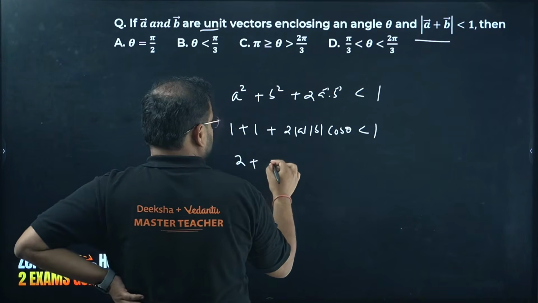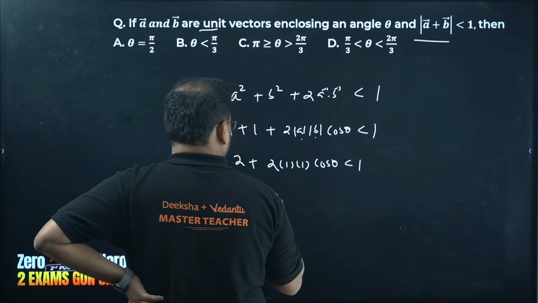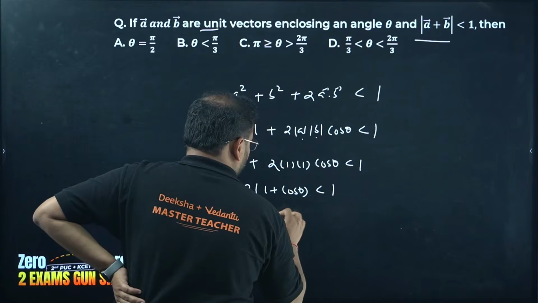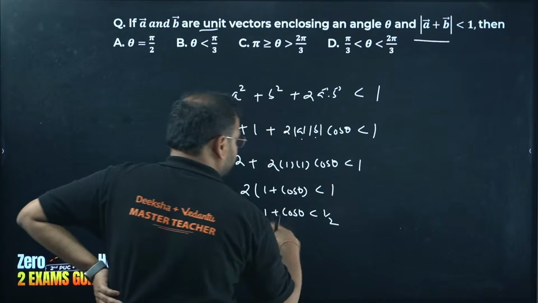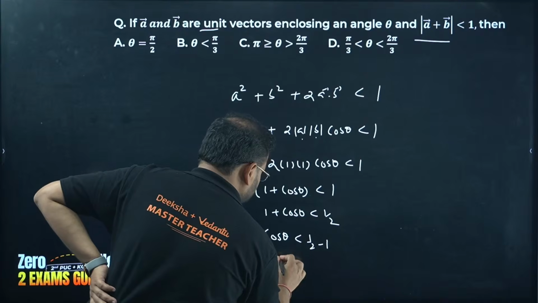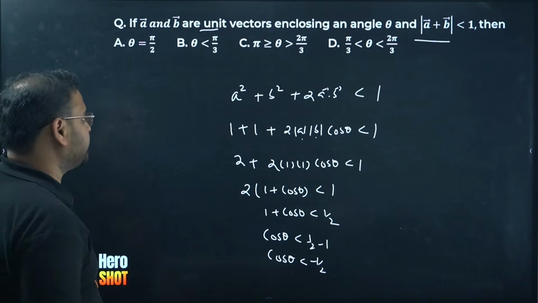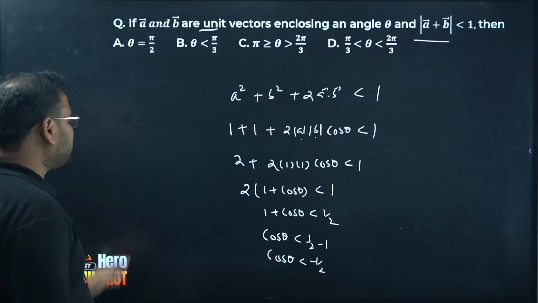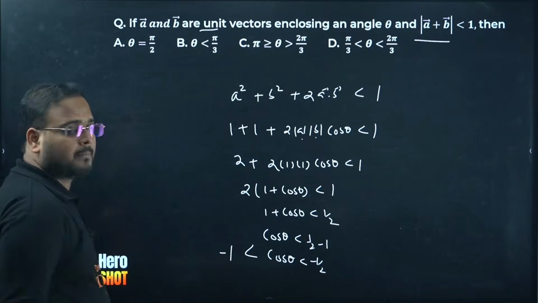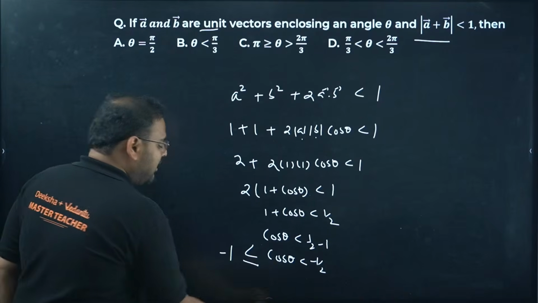It will become 2 plus 2 into 1 into 1 cos theta is less than 1. Take 2 common, you get 2 into 1 plus cos theta is less than 1. Move the 2 to that side, you get 1 plus cos theta is less than 1 by 2. Move the 1 to that side, you get cos theta is less than 1 by 2 minus 1, which is nothing but cos theta is less than minus 1 by 2. Negative value now we are talking about. But where can it go? Only till minus 1. Can it reduce to any value? No. Less than minus 1 by 2 is okay, but it cannot go lower than minus 1.